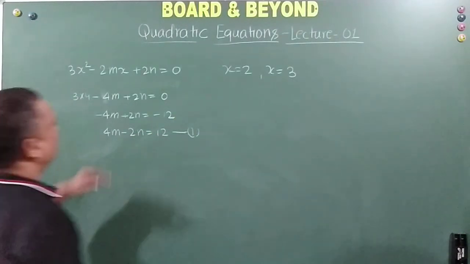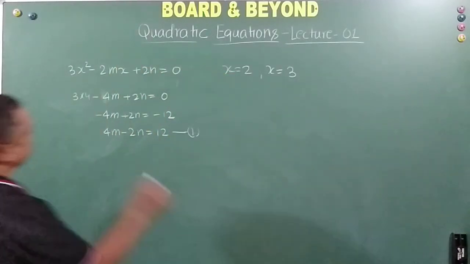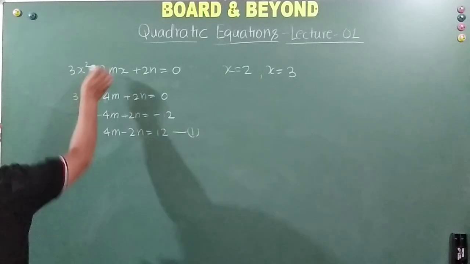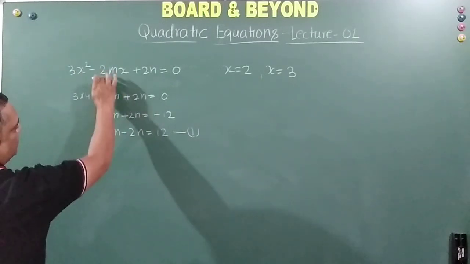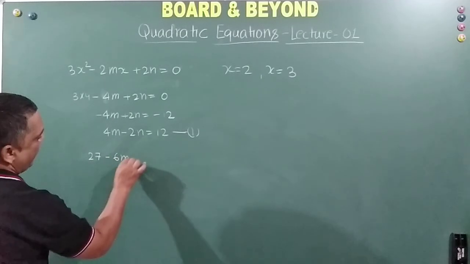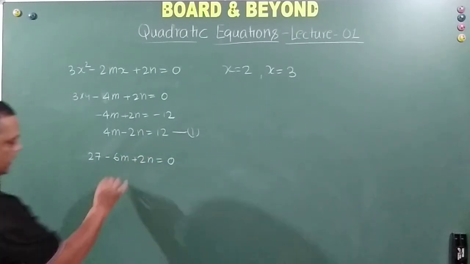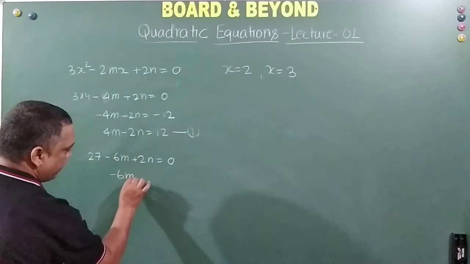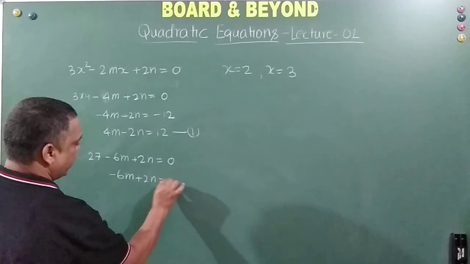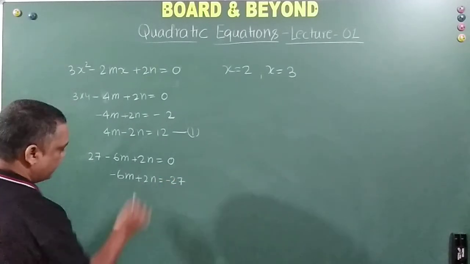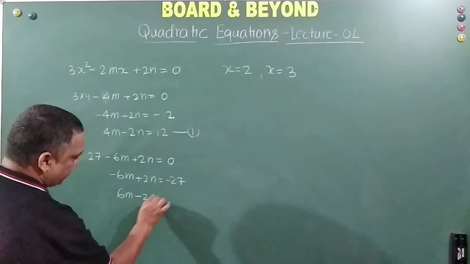Right friends? Now similarly, if x is equal to 3, what happens? This becomes 3 into 9, that is 27, minus 2 into 3, that is 6m plus 2n is equal to 0. So this is minus 6m plus 2n is equal to minus 27. Reversing all the signs, or multiplying with minus 1 across.